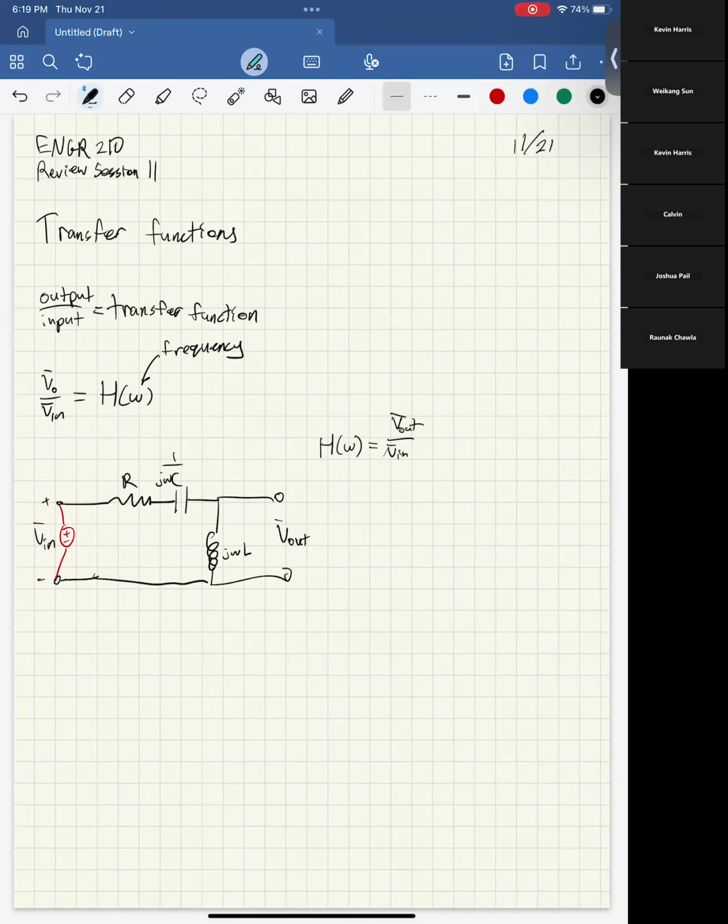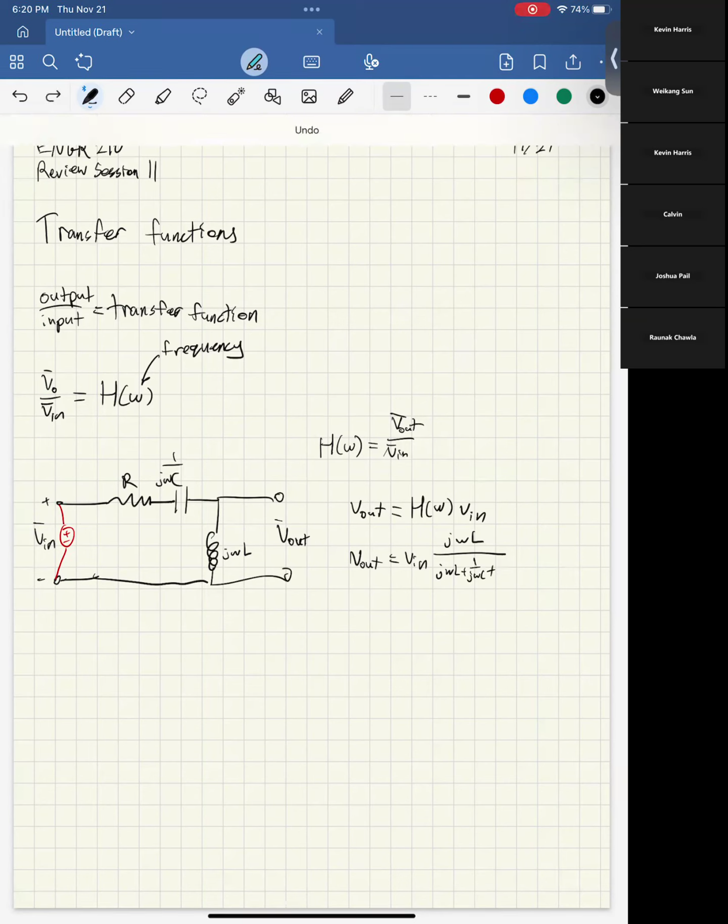So for this particular example, if you look at this, V out is just the voltage over that inductor. Some way that people might find easier to think about it is, you are used to finding some voltage in terms of an input. If you just rearrange the algebra a little bit, you get this. If we want to say what V out is in terms of V in, that's pretty straightforward. That's just a voltage divider. So that would be V in times j omega L over j omega L plus 1 over j omega C plus R, right?